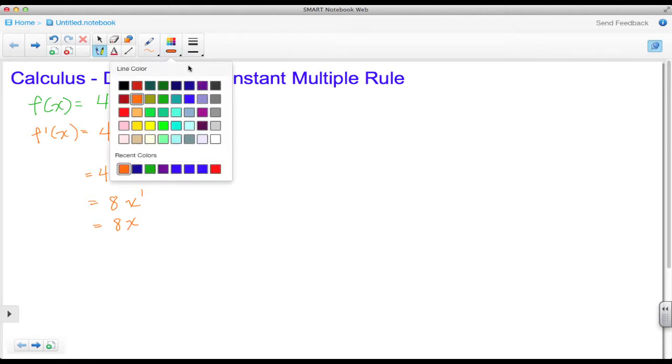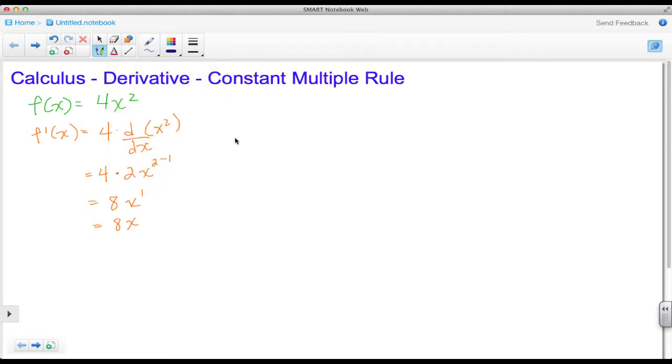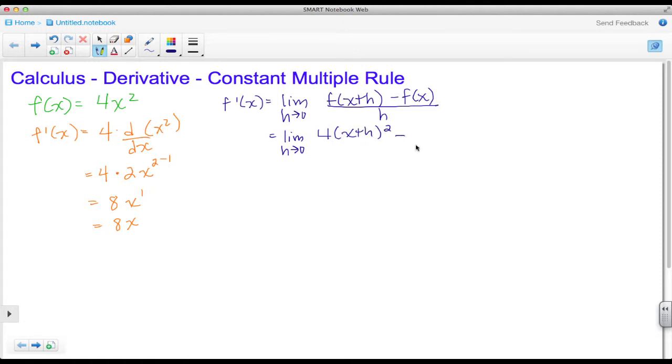Now let's take a look at using the difference quotient to prove that we get the same answer regardless. So with the difference quotient, we have f prime of x is equal to the limit as h approaches 0 of f of x plus h minus the original function, where all of that is divided by h. What we need to do first is look at this original equation, and wherever there's an x, we need to input a new independent variable, x plus h. So this turns into 4 times the quantity x plus h squared minus the original function, which is 4x squared, where everything here needs to be divided by h.